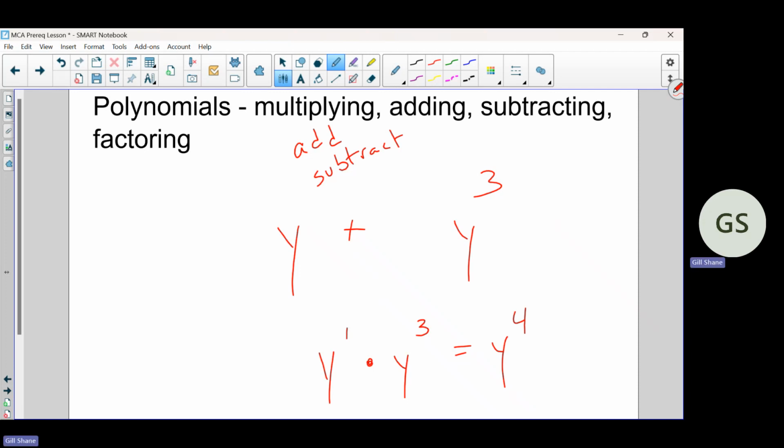I don't know what y is, so cubing y, multiplying it by itself 3 times, changes the value and means that I can't just add it to this. There's no way to combine those terms. You just have to leave it just like that.